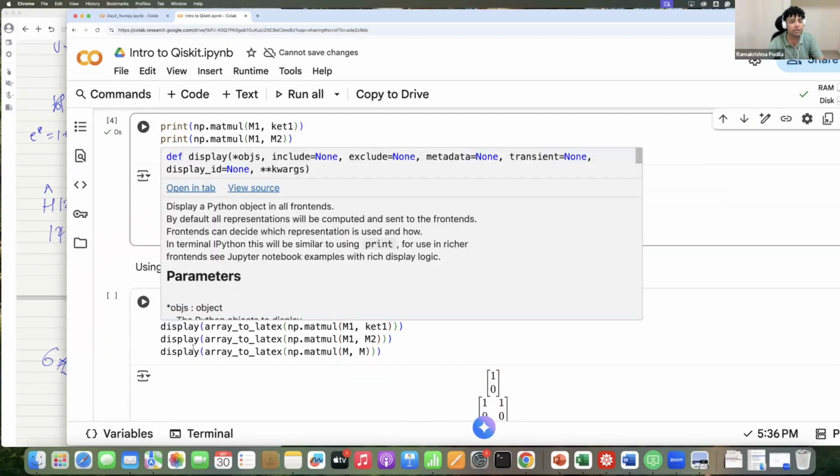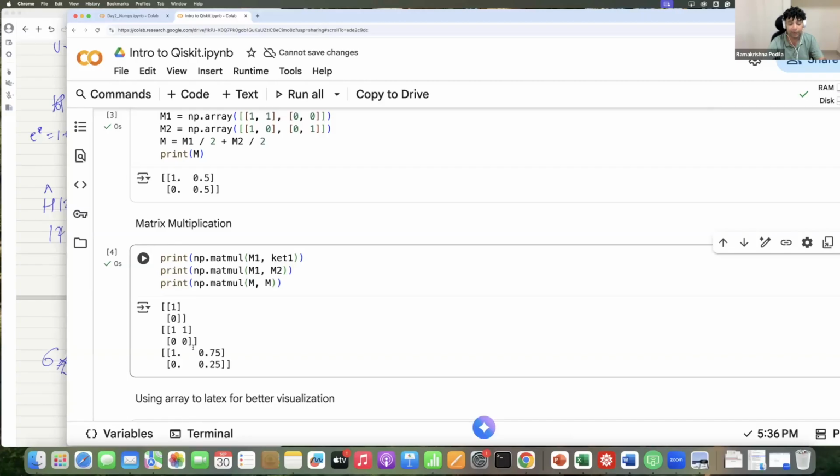So here the problem is the way it appears. So you can again use LaTeX for better visualization.